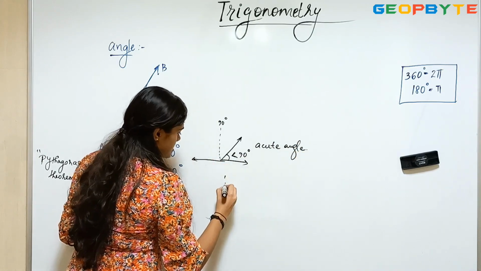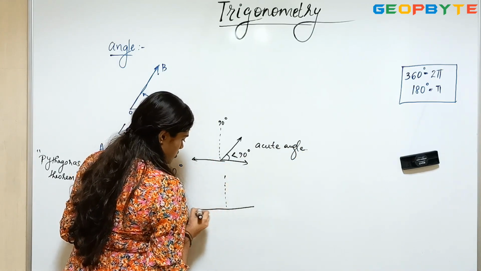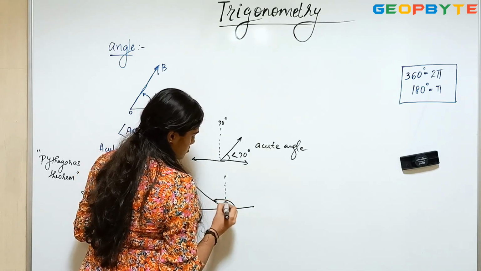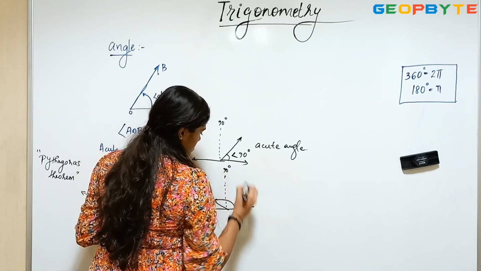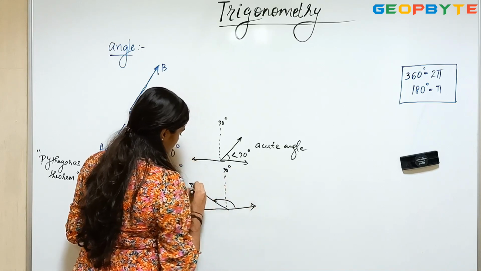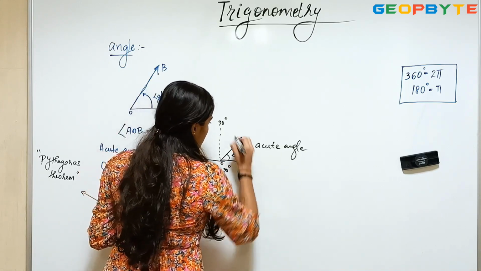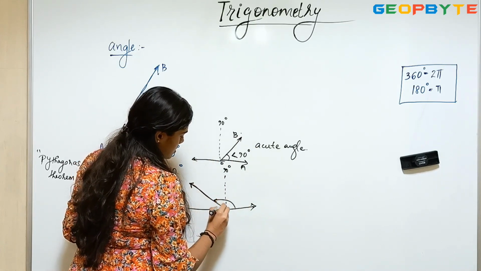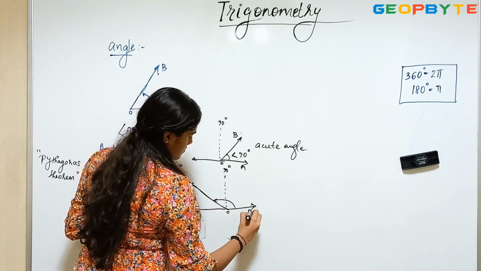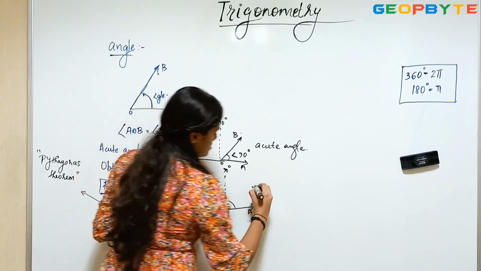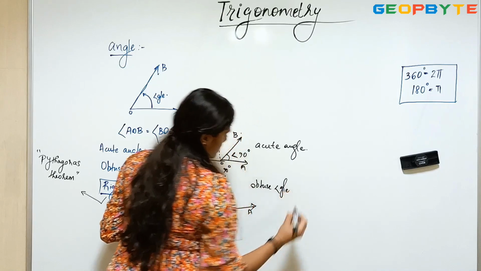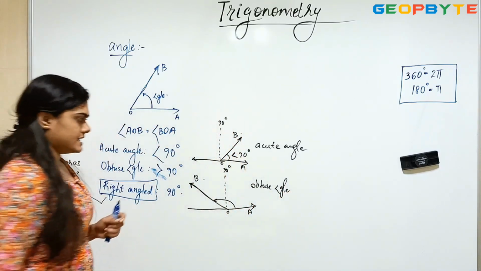So what is an obtuse angle? An obtuse angle is greater than 90 degrees. See, this angle is greater than 90 degrees, right? Never forget to name your rays and put the arrow mark. So this is our obtuse angle, which is greater than 90 degrees.